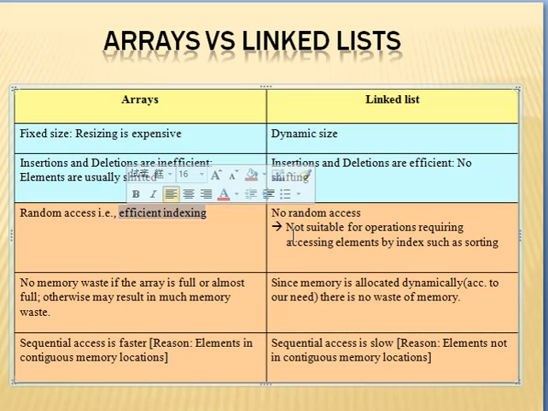There is no memory waste in arrays, whereas a linked list requires much more memory as compared to arrays, because each node has the address location along with the element, so it may require more memory. Sequential access is faster in arrays, whereas in a linked list sequential access is quite slow.